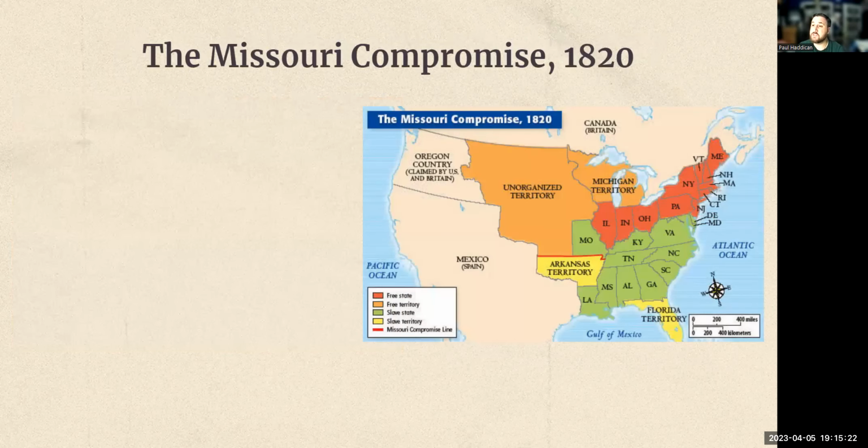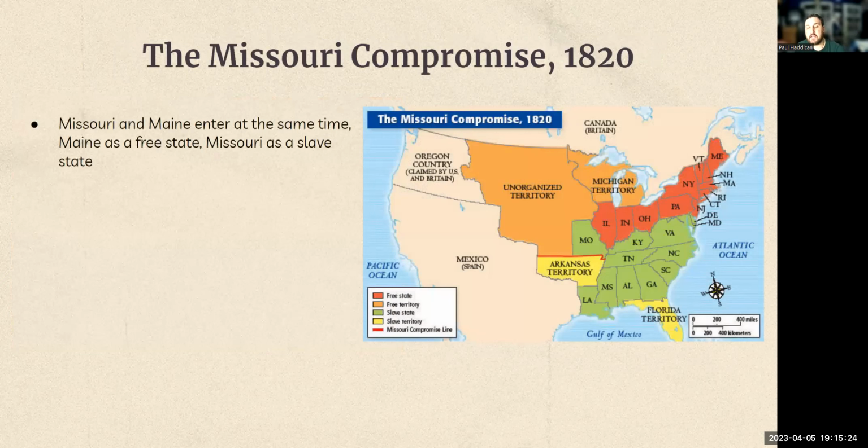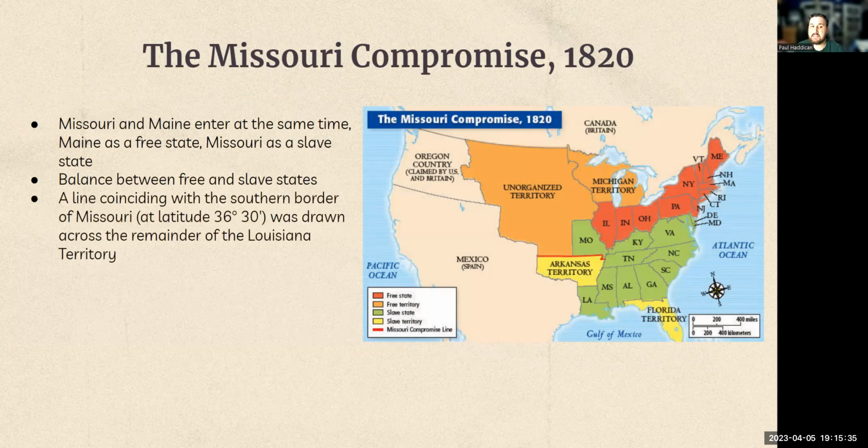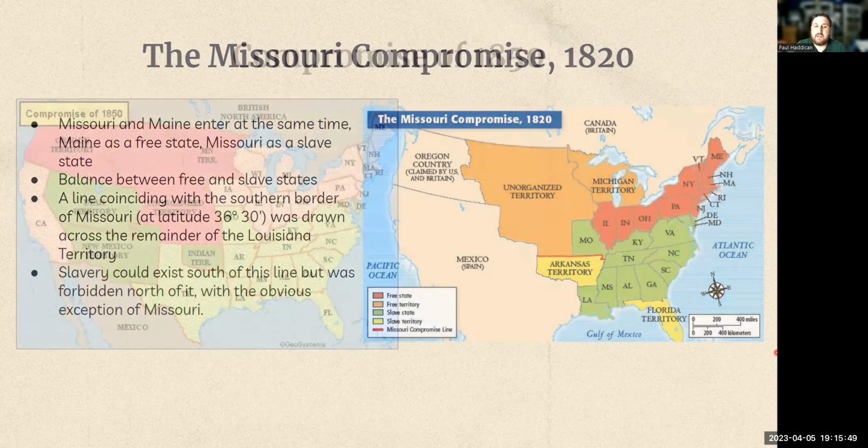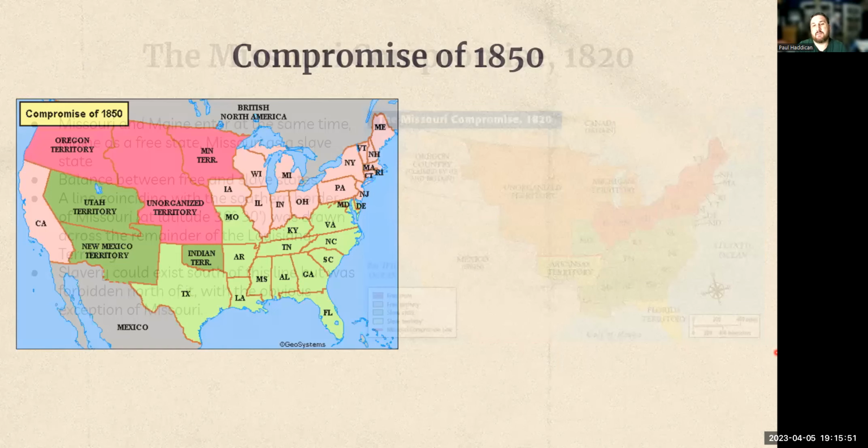Now, if you remember, in 1820 we have our first compromise that is attempted, the Missouri Compromise, and that's when Missouri and Maine will enter at the same time, with Maine as a free state and Missouri as a slave state. They'll maintain that balance between free and slave states. It basically says that anything below this red line will be a slave state. Everything above it, with the exception of Missouri, will be a free state. And that's what we think will solve our problems for a while. And obviously it doesn't, because then we get to the Compromise of 1850.